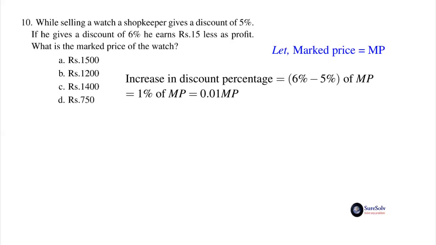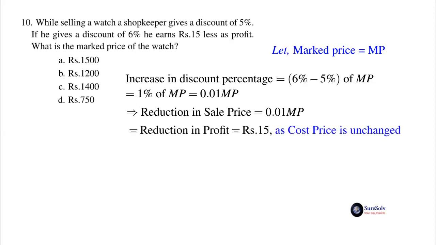Increase in discount percentage is 1% of MP, and this increase reduces the sale price by the same amount. As cost price remains unchanged, reduction in sale price 1% of MP equals the reduction in profit by rupees 15. So the mark price of the watch would be 100 times of rupees 15, that is rupees 1500. Answer is rupees 1500. This is where we end the solutions of 10 questions.